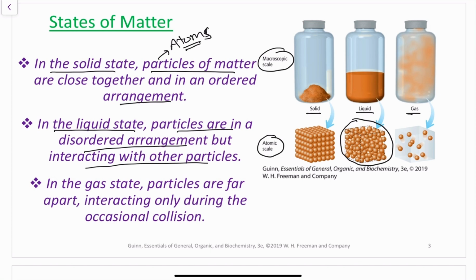The third state of matter is the gas state. In this, particles or atoms are far apart and interact only during collisions. If you look at the last structure over here, at the atomic scale, the atoms in the gas are very far apart compared to the solid. So there is no interaction between the atoms or particles of the gas, and they are just moving around separately. They usually don't interact with each other unless there is some kind of collision between them. That's why gas can flow, because there is no interaction between them.